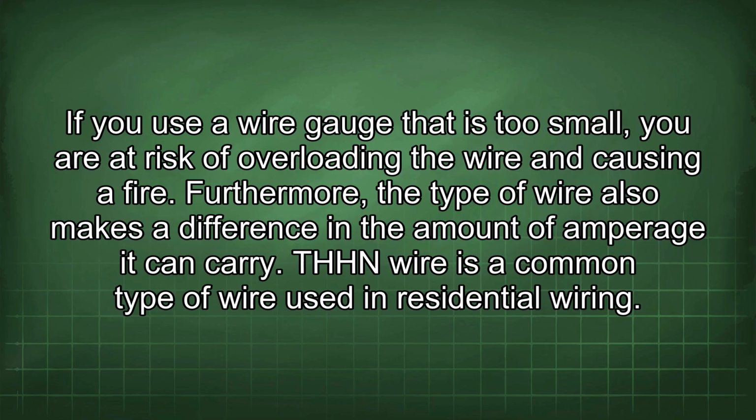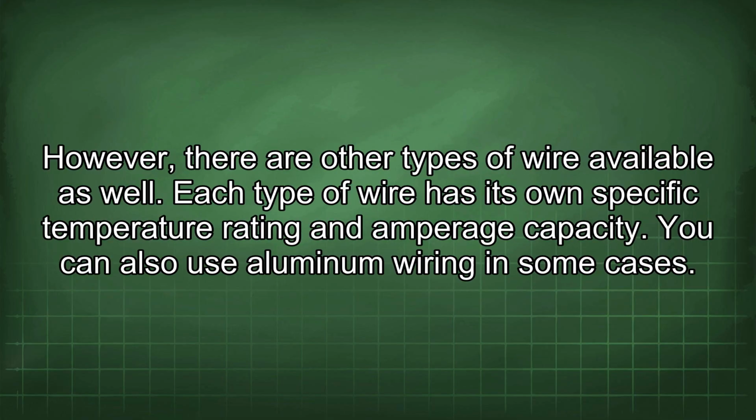If you use a wire gauge that is too small, you are at risk of overloading the wire and causing a fire. Furthermore, the type of wire also makes a difference in the amount of amperage it can carry. THHN wire is a common type of wire used in residential wiring. However, there are other types of wire available as well. Each type of wire has its own specific temperature rating and amperage capacity.